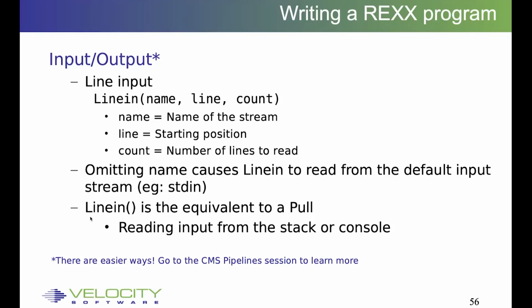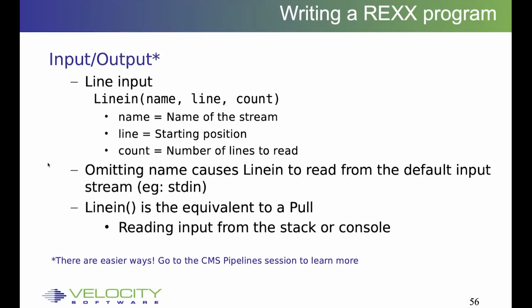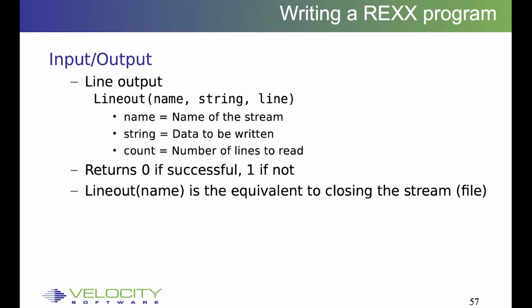Linein by itself is equivalent to a poll function, which reads input from the stack or the console. In CMS, we very rarely use line input and line output. There's also a lineout function because there are much easier ways to get input and output to a program. And the CMS pipeline session next, and the second REXX class later this month, we'll talk in more detail about the easier ways to get input and output.